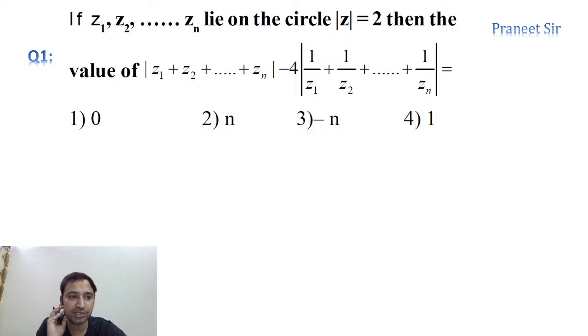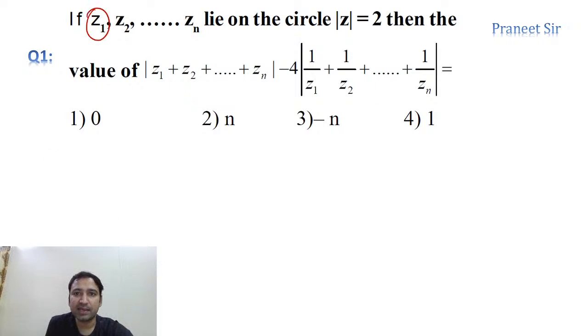Okay, chalo, let's do this question. Z1, Z2, Z3, and so on all lie on a circle, mod Z is equal to 2. And the value of mod Z1 plus Z2 plus so on up to Zn, minus 4 times 1 by Z1 plus 1 by Z2 plus so on 1 by Zn, is how much? Chalo guys, let's do this question. Anyone, any idea how to do this question?